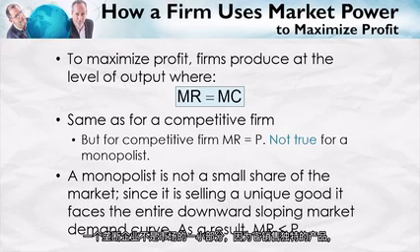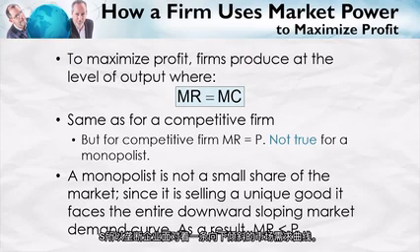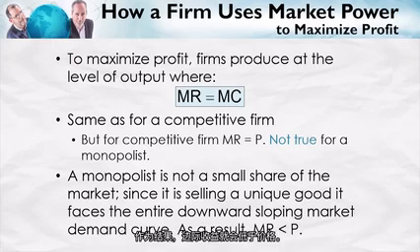A monopolist is not a small share of the market. Since it's selling a unique good, the monopolist faces the entire downward-sloping market demand curve. As a result, marginal revenue is going to be less than price. Let's show how to calculate marginal revenue for a monopolist.